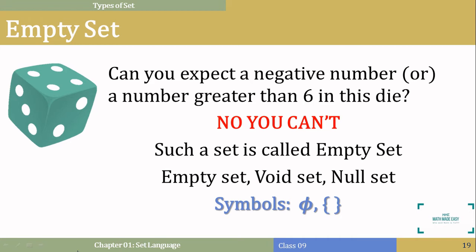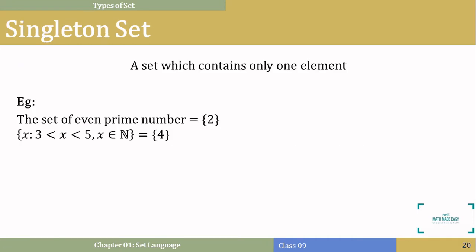Pretty nice, no? The next set we will be seeing is a singleton set, a set which contains only one element, not more than one, not less than one, exactly one. The cardinality of that set is just one. That particular set is called a singleton set.